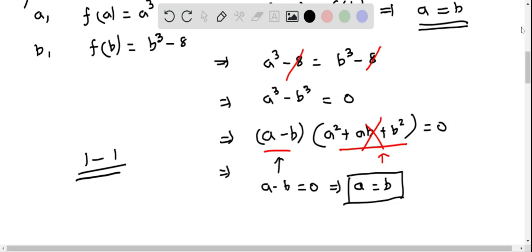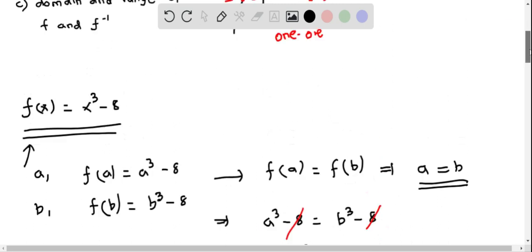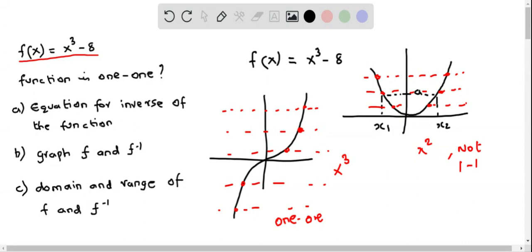Let's continue with the remaining part of this question. So we have answered the first question, which was to determine whether the function is one-to-one or not. In fact, it is one-to-one. Now let's move on to the next question, part A. We have to determine the equation for the inverse of the function.